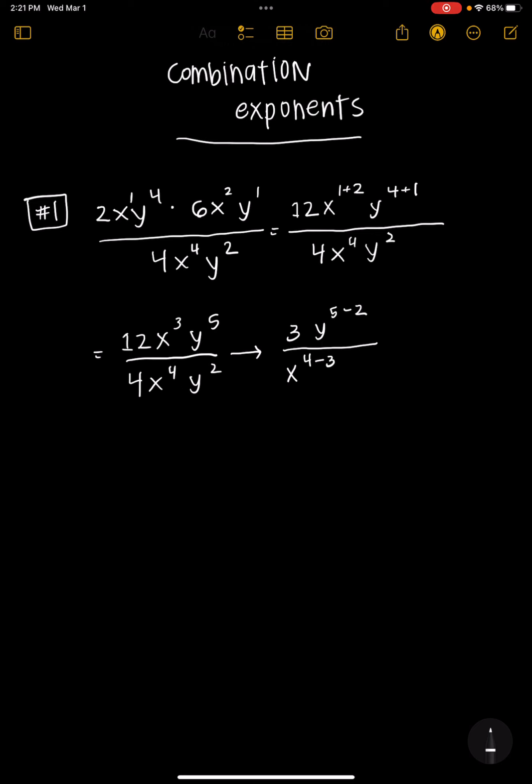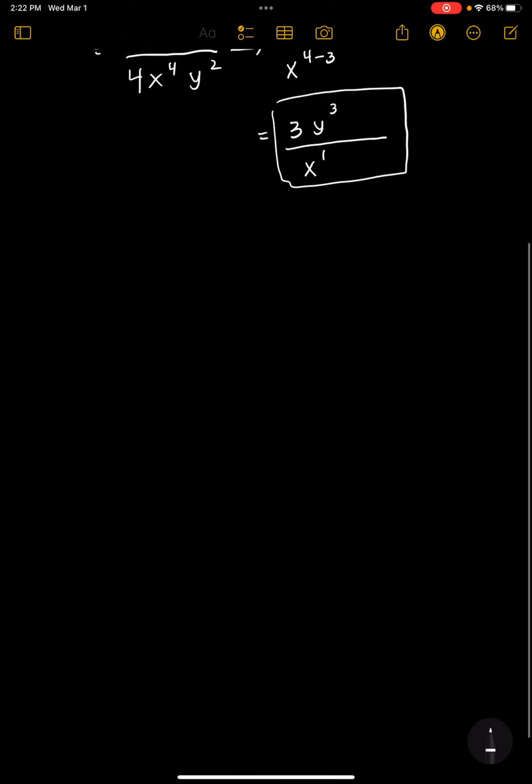Okay, now we can simplify that. We've got the 3 from the coefficients, and then 5 minus 2 gives me 3, so y to the third. And then on the bottom we have x to the fourth minus 3. 4 minus 3 is 1, so just x to the first. And that is our answer. So these ones take a little bit longer, but they use the same exact rules, which is nice.